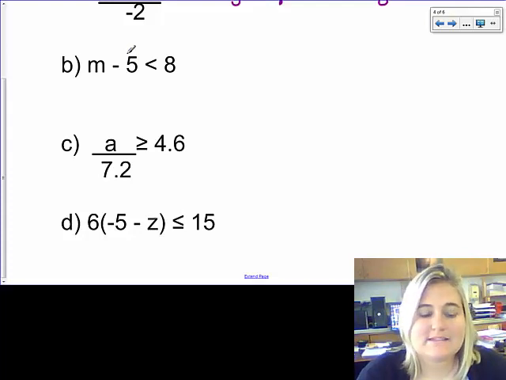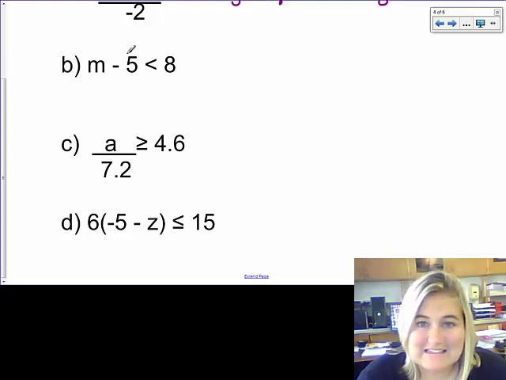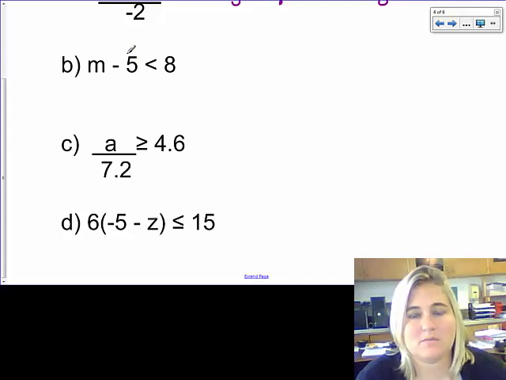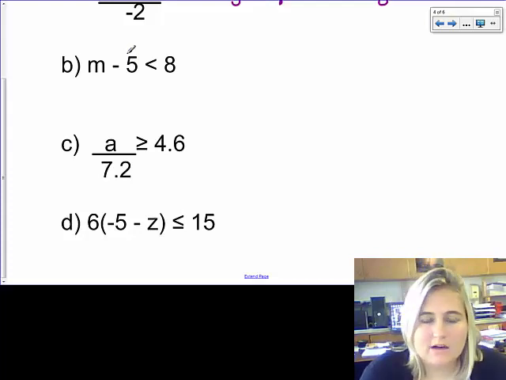On C, I would say the quotient of a number, or A, and 7.2 is at least 4.6. Because at least means that it can be equal to it, but it has to be equal to or greater than. So greater than or equal to 4.6. On D, this one's very similar to the last one that we did on the previous example. Okay, the product of 6 and the difference of -5 and Z is at most 15.